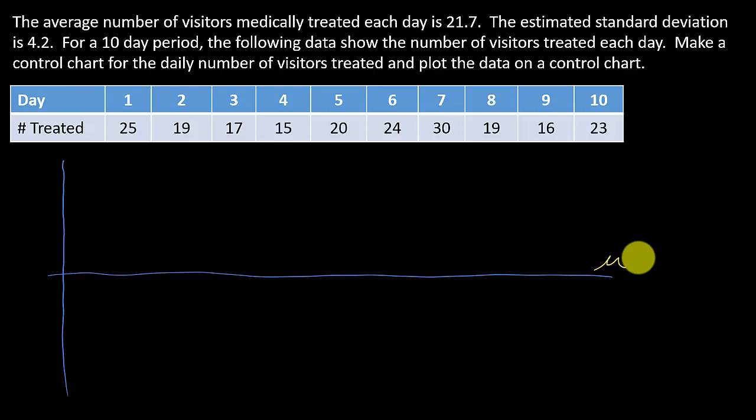Well, let's look. The average number of visitors medically treated each day is 21.7. So there's mu. This is 21.7. The estimated standard deviation is 4.2. For a 10-day period, the following data show the number of visitors treated each day. Make a control chart for the daily number of visitors treated and plot the data on a control chart.